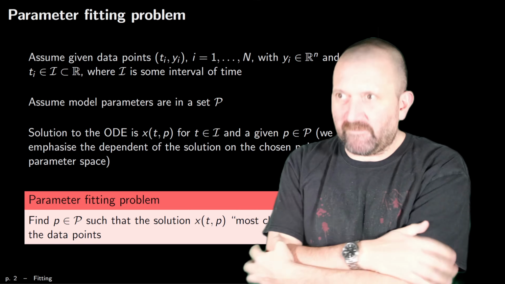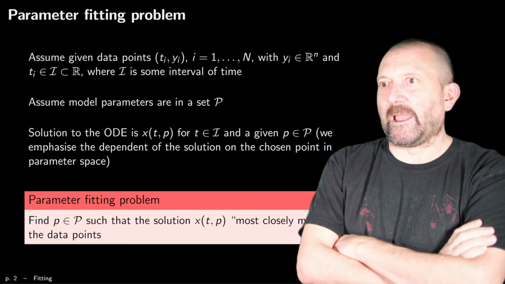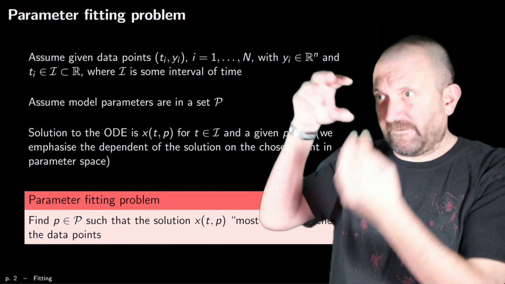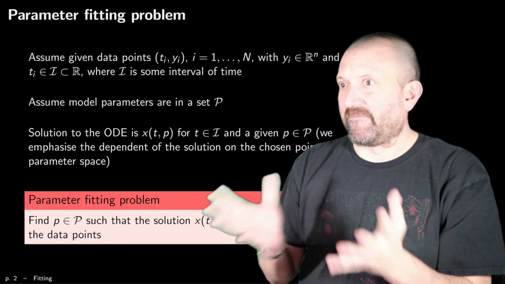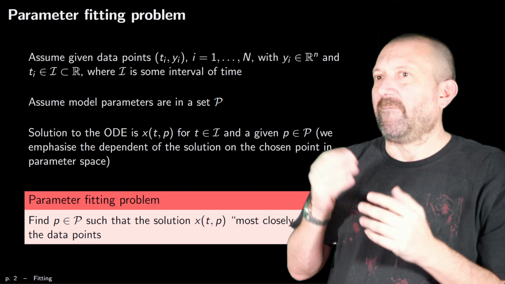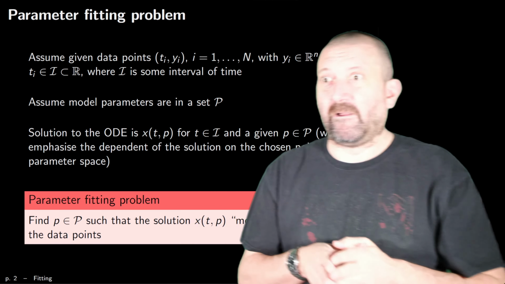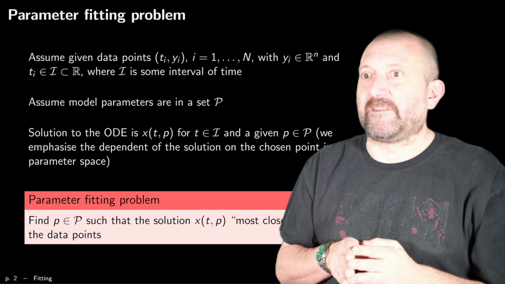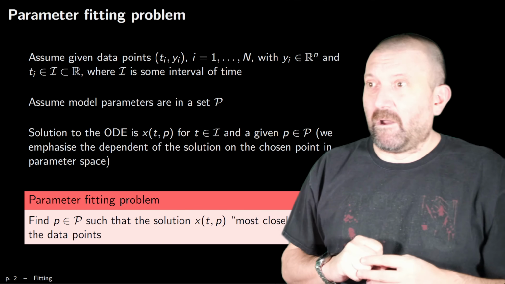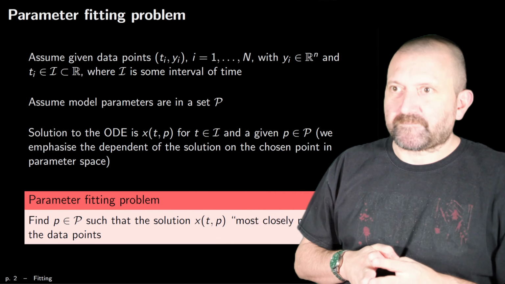So we are given a set of data points that I'm going to write (t_i, y_i), where the y_i are the different components. The data points are vectors. They can have several measures inside of them. And the t_i are the corresponding time points at which these data points are collected. And we're going to denote I the interval of time that comprises all the data points that we're considering.